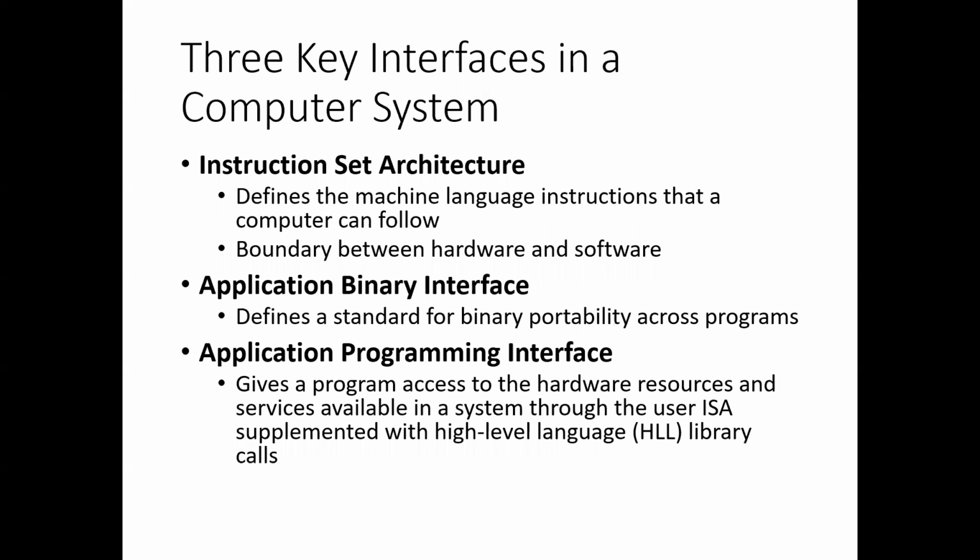So, three key interfaces in a computer system. One is the instruction set architecture. We're going to talk about that a little bit later in the text, but these are basically the machine language instructions that a computer can follow. And that forms the boundary between the hardware and the software. There's the application binary interface that defines the standard for binary portability across different programs, and the API itself, which gives the program access to the hardware resources and services available in the system through the user instruction set architecture, supplemented with the high-level language library calls.